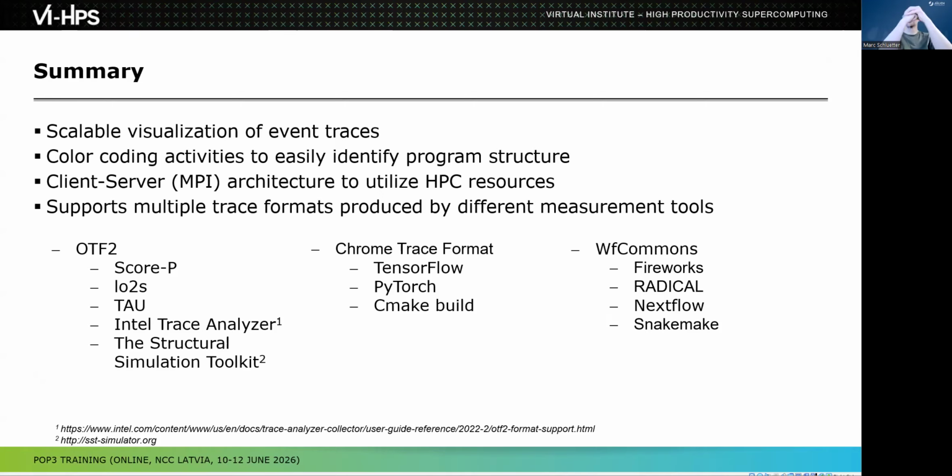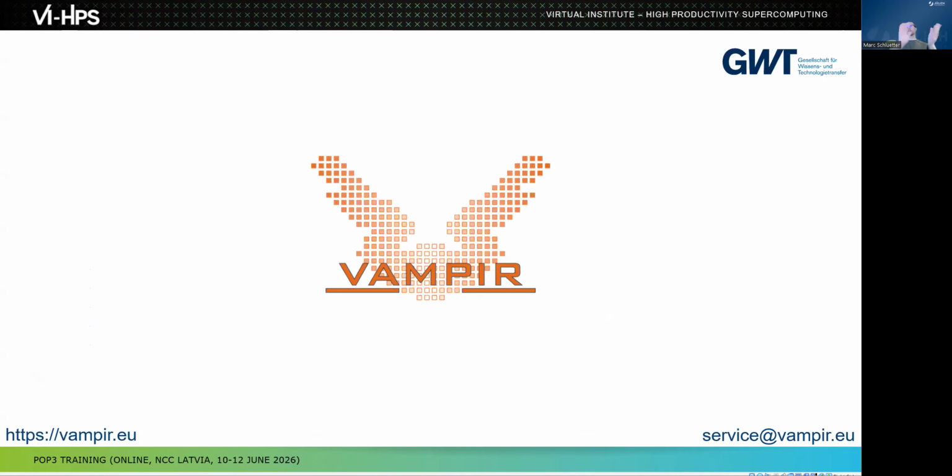And it is a client-server approach to make sure that you can use the HPC resources to actually view the results as well. In principle, it also supports multiple trace formats produced by different measurement tools. We are mostly using it for the OTF traces produced by Score-P, but OTF is a widely used trace format, and it can be used also by different tools. This is what I wanted to tell you about Vampir.